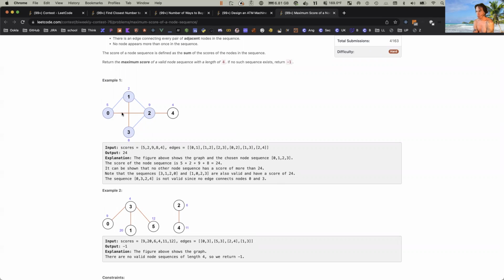Okay, so the figure above shows the graph and chosen node sequence 0, 1, 2, 3. The score of the node sequence is 5298. Why is it 52? Oh, these are the scores. 52984. It's shown that no other node sequence has a score of more than 24. The node sequence 3120, 1023 is also valid, score of 24. Sequence 0324 is not valid since no edge connects nodes 0 and 3.